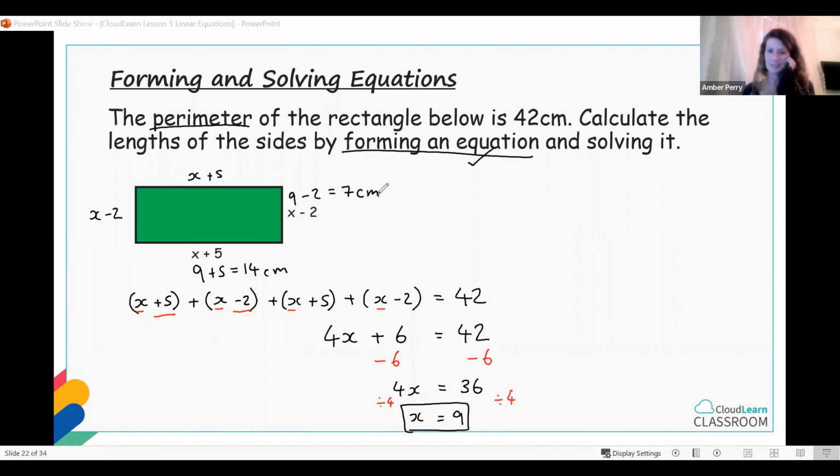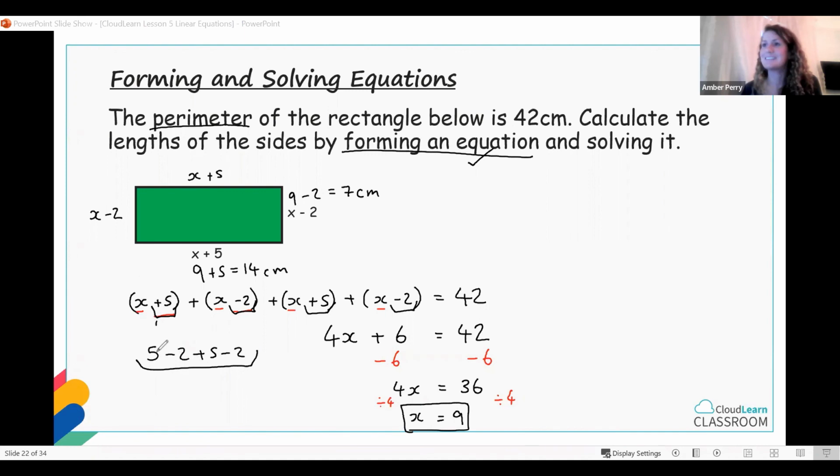Okay. Does anyone have any questions about that one? I have a question. How do you get the 4x plus 6? How do you get the 6? So the 6 is from these numbers. So plus 5 minus 2 plus 5 minus 2. We literally are just going to do that bit of maths. 5 minus 2 plus 5 minus 2, which is 6, isn't it? Yeah, okay.